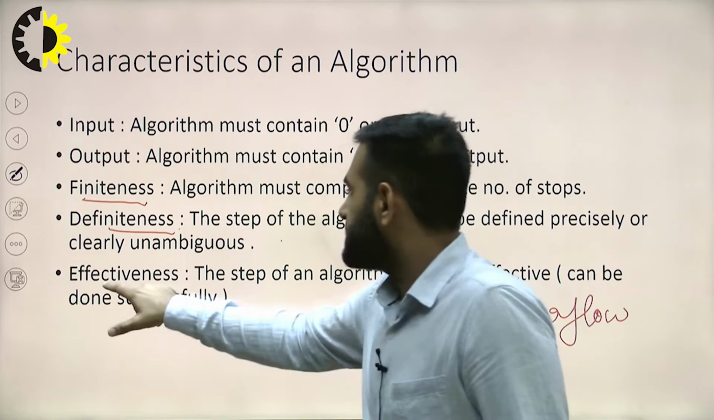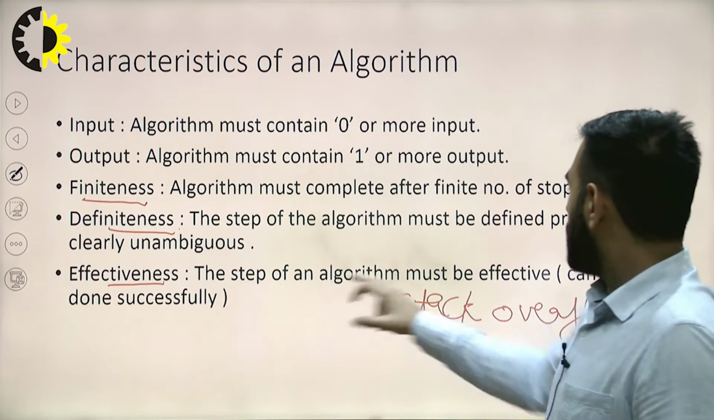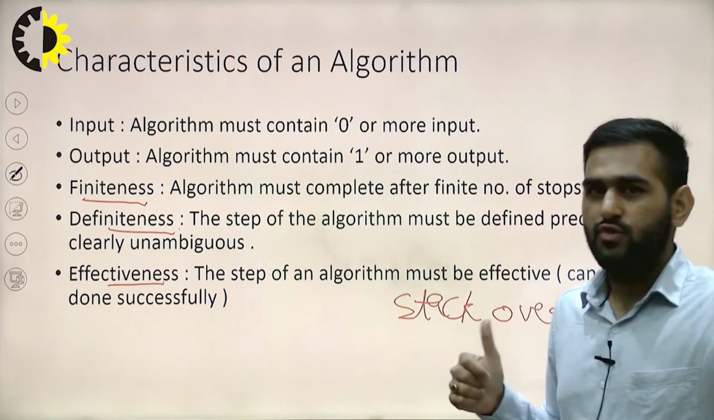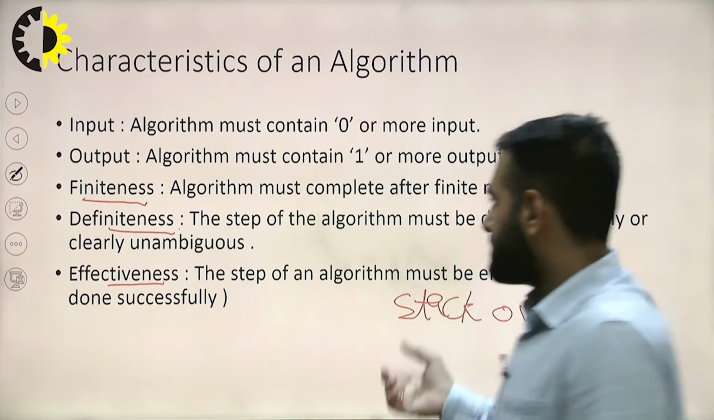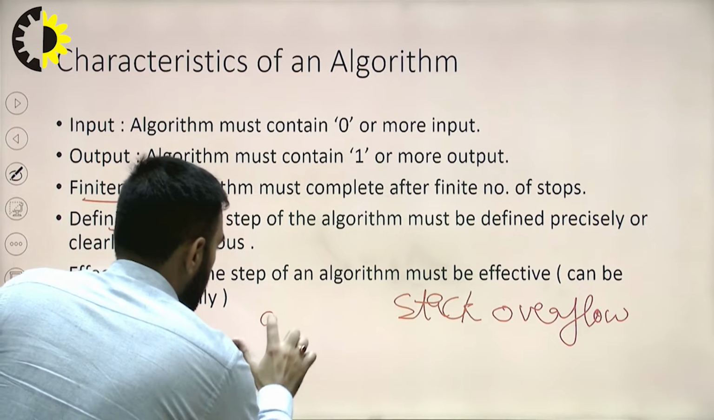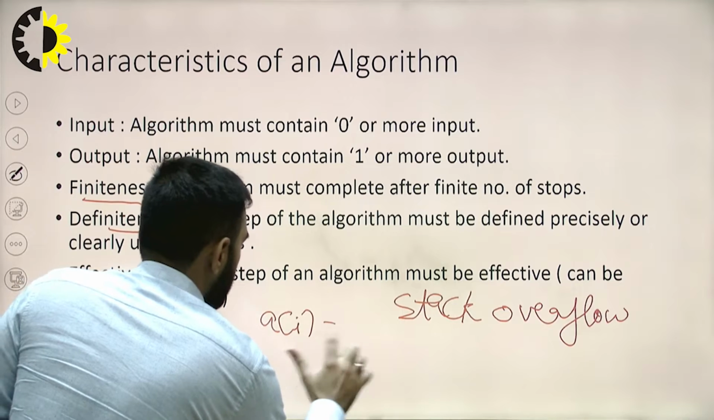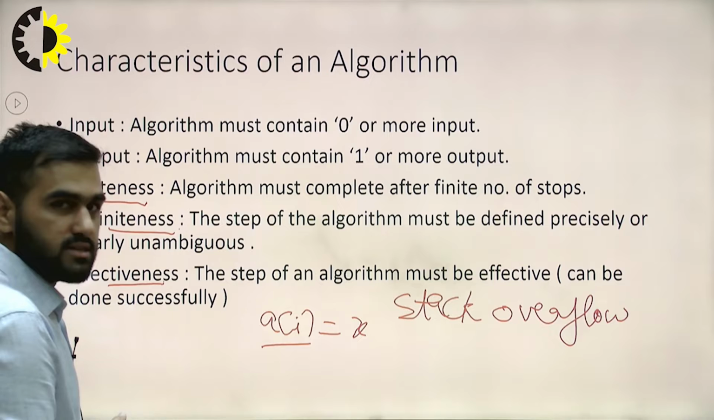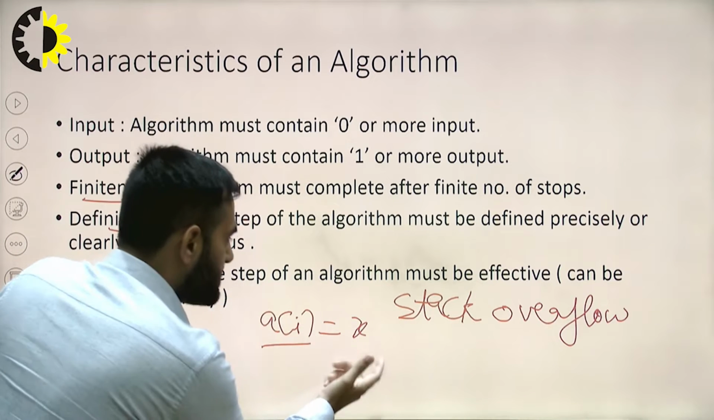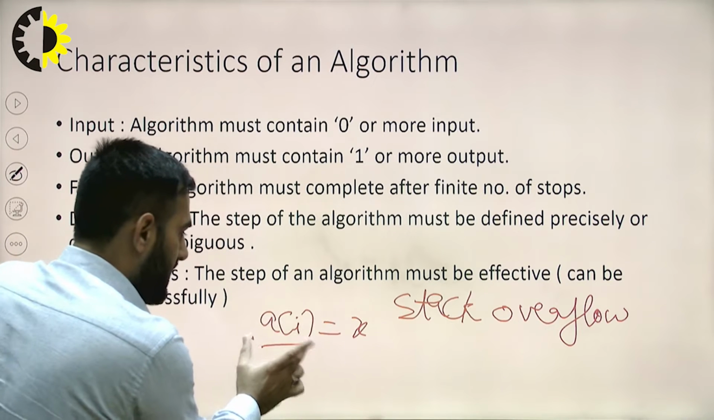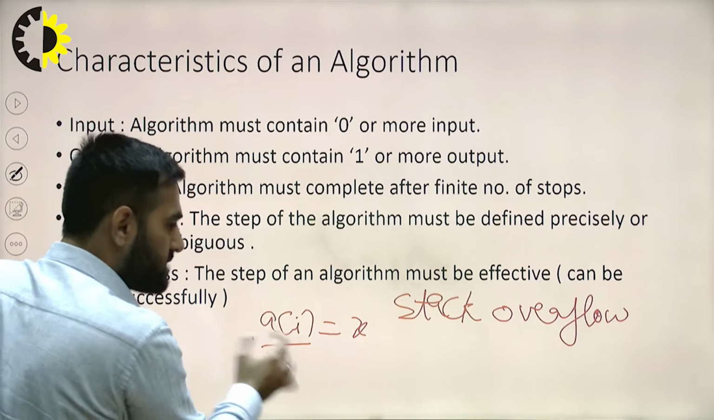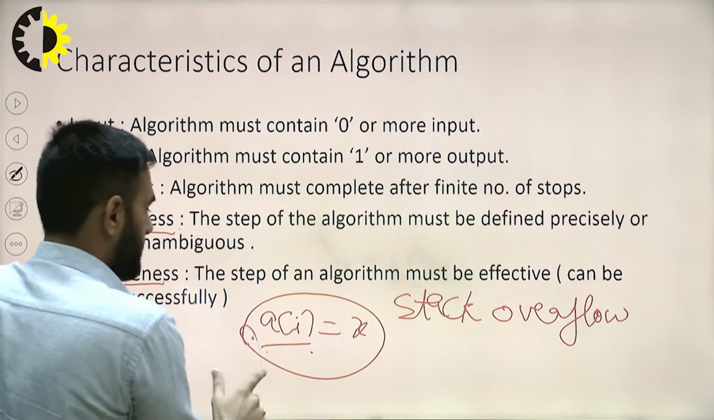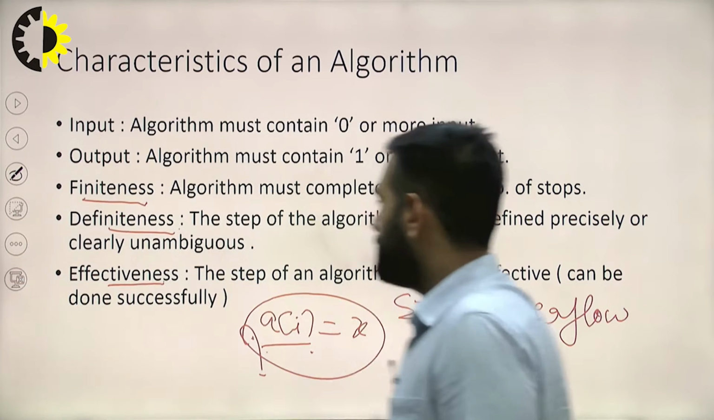Next is effectiveness. The steps of an algorithm must be effective and can be done successfully. Every step should be useful in the algorithm. For example, suppose we have a step like A[i] = x, where I have assigned the value of x in the array A at the ith position, but I am not using it. This should not be the case. All the steps in the algorithm should be effective.